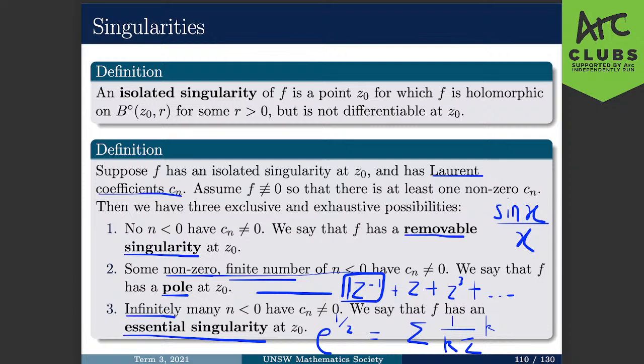It turns out that these three are exclusive and exhaustive, meaning that something can only be one of these, and something has to be one of these. If it's an isolated singularity, it's automatically one of these. There's no other cases.